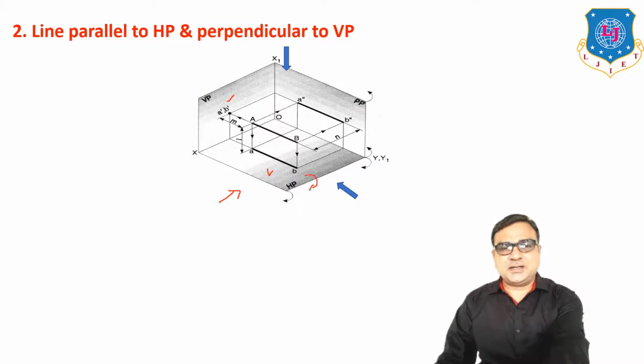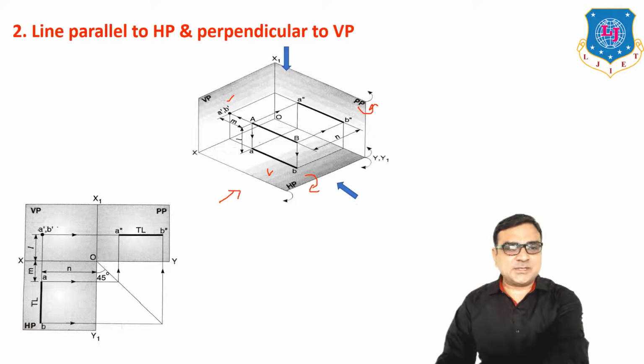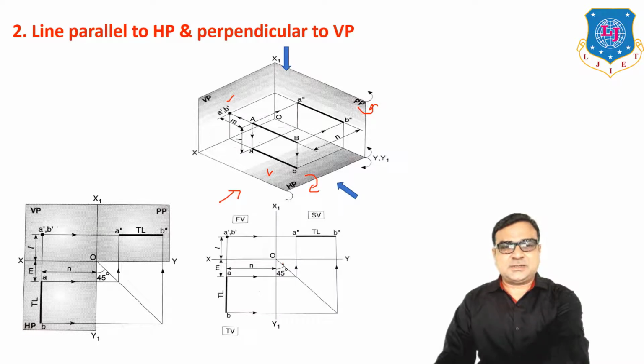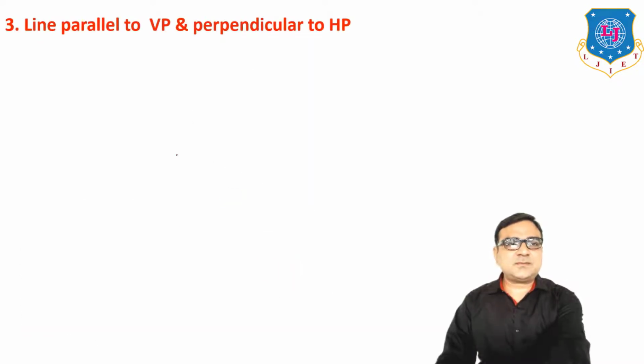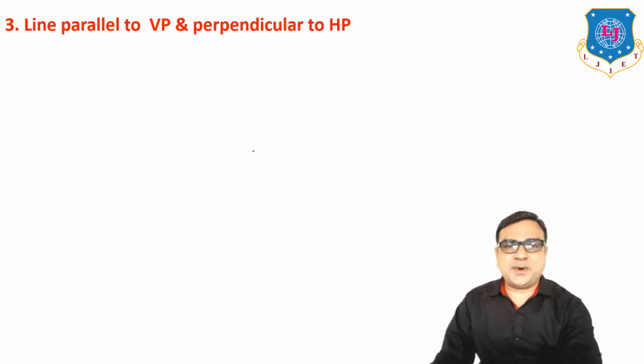If you rotate this horizontal plane clockwise 90 degrees for the profile plane, you will get this type of projections: A dash B dash front view, AB top view, which is the true length, and the left hand side view a horizontal line A double dash B double dash. So these are the projections: front view, top view, and side view. By using 45 degrees, you can find the left hand side view. The third case, when the line is parallel to VP and perpendicular to HP.